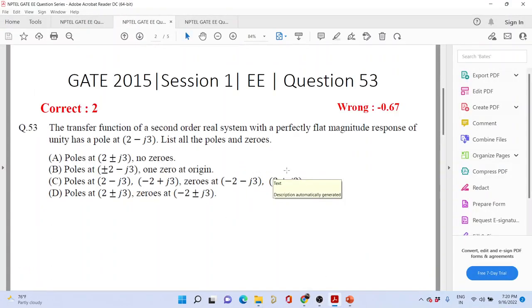Okay, so let us go for the second sum. The second sum has told you that there is a second order transfer function, and it has a perfectly flat magnitude response and of unity magnitude, and it has a pole at 2 minus j3. So you need to find all the poles and zeros of the system. I will again give you 3 minutes time to solve, and then I will ask what answers you are getting.